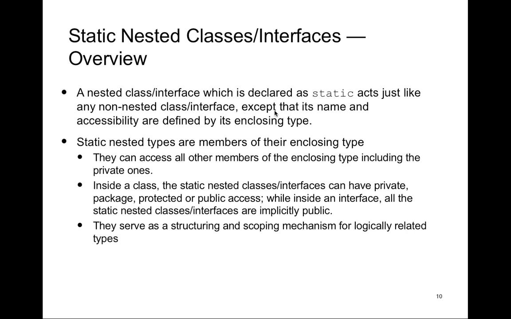So when we put something inside of something else, we're referencing it from the particular object space that we have enclosed it in. Static nested types are members of their enclosing types, and they can access all the data members and everything else inside of them, even the private ones. Because if you're inside of a class, you have access to that class. It's just that the private stuff is not accessible outside of the class.